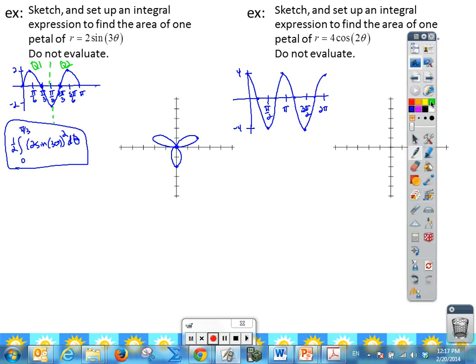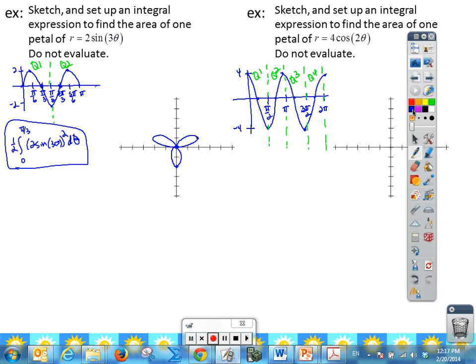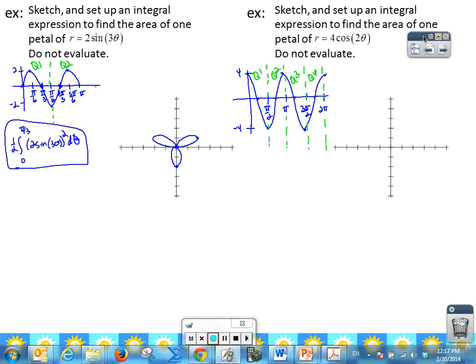Alright, this one I'm going to split into quadrants, so hopefully it'll help us visualize it a little better. That's quadrant 1, that's quadrant 2, that's quadrant 3, and that's quadrant 4. Okay, the ones that have negative r's are the ones that I think are trickiest because it just kind of puts you everywhere. So let's see what's going on.